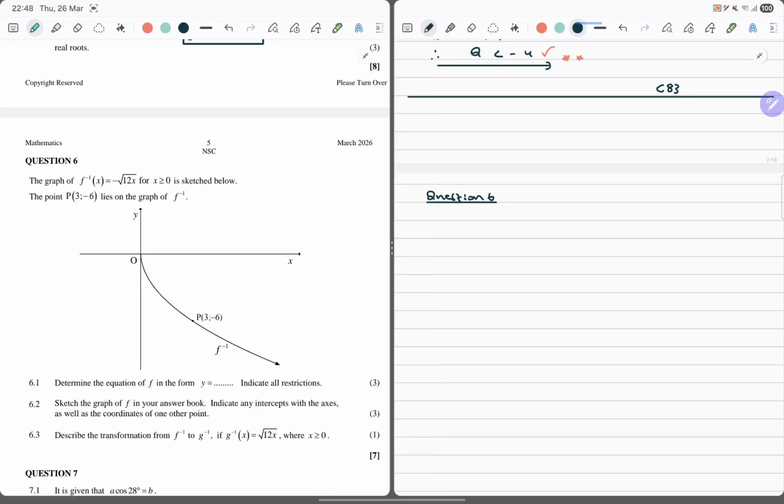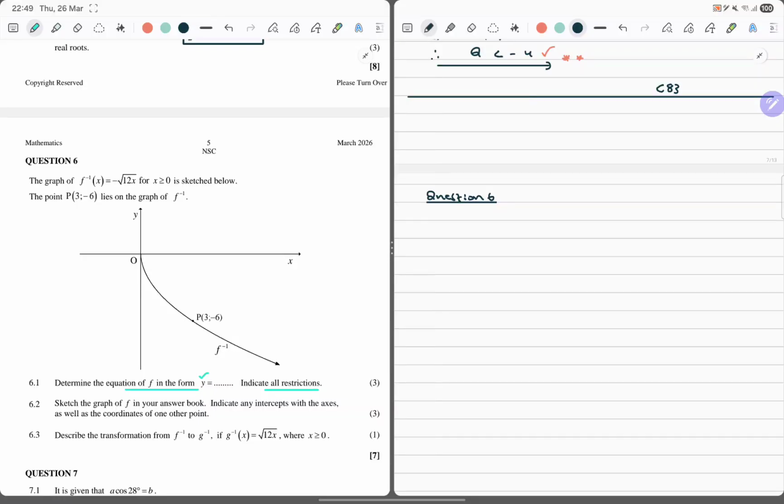Question 6 says the graph of the inverse of f is y equals minus the square root of 12x, where x is greater than 0. And this is sketched below. Now the point P(3; -6) lies on the graph of the inverse. Now it says determine the equation of f in the form y and indicate all restrictions.